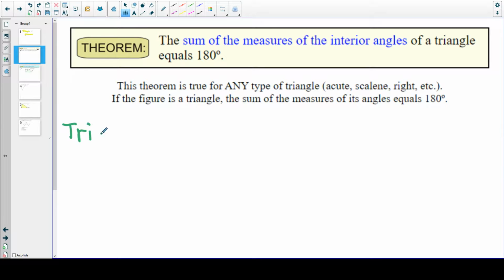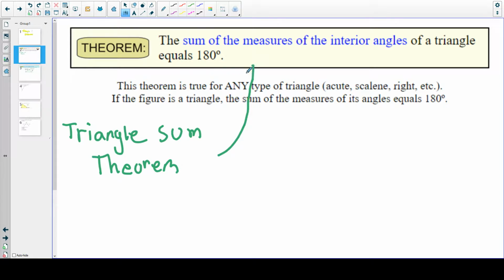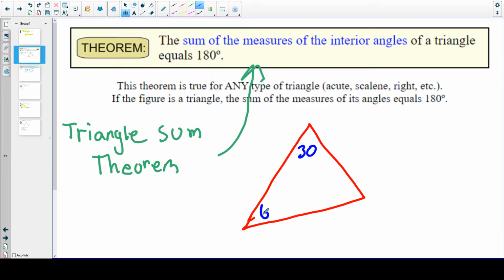Triangle sum theorem. All right, and that's this guy over here. And all that means is if you're given any triangle, so let's say I give you this thing over here. That's my triangle. And then I'm going to tell you that this is a 30-degree angle, and this is a 60-degree angle.